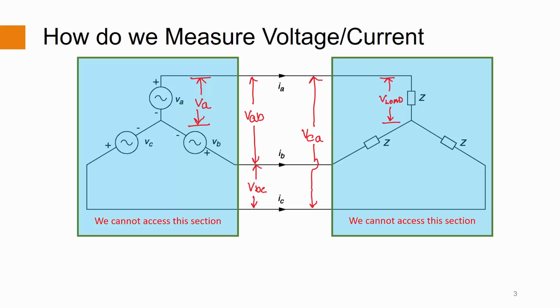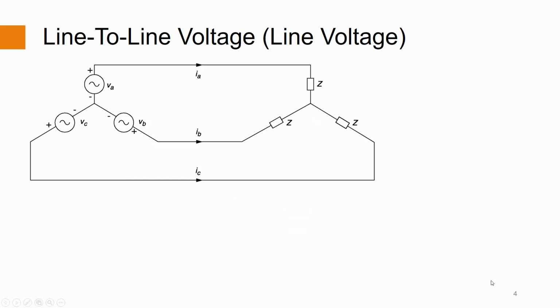The only available section is between the lines that connect the source to the load. We can measure the voltages across lines AB, BC or CA. These voltages are called line voltages. Now, if we can only measure the line voltages in a three-phase system, we need to be able to derive the phase values from the measured line values.